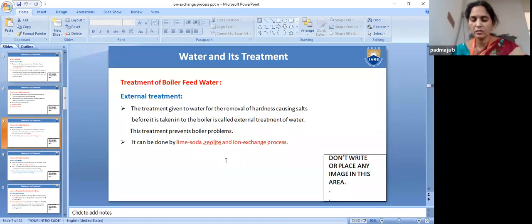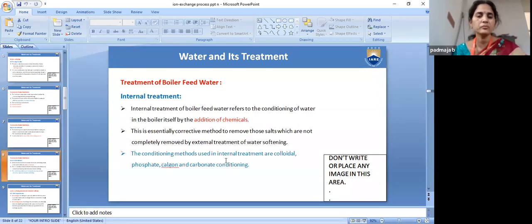Okay, so this is one example we have taken, and one more example is the ion exchange process. So today we are going to discuss the ion exchange process. This is one method where we can get soft water, where we can go for external treatment, that is nothing but converting hard water into soft water or removing hard salts present in water.